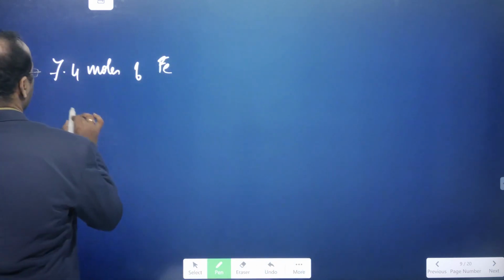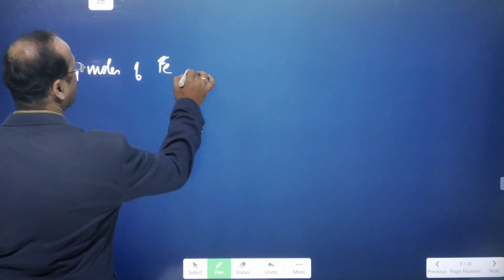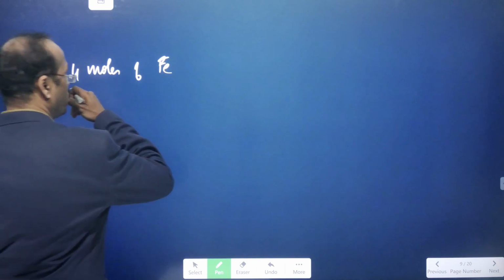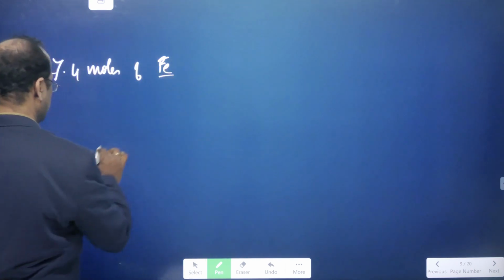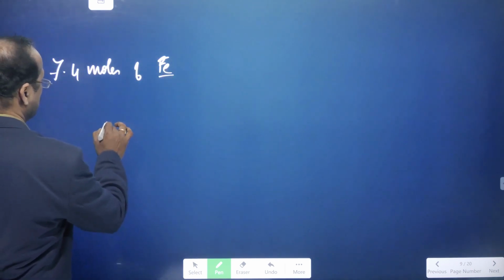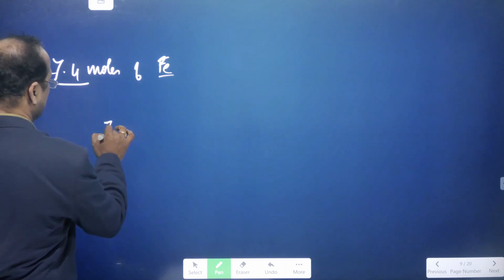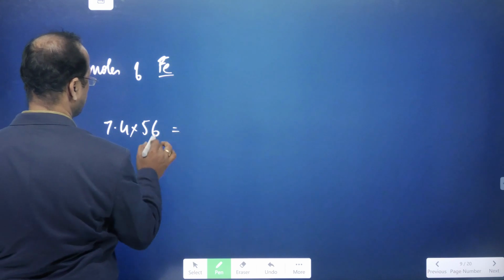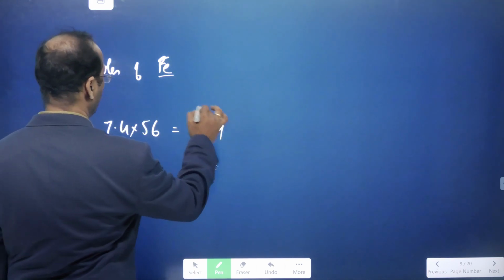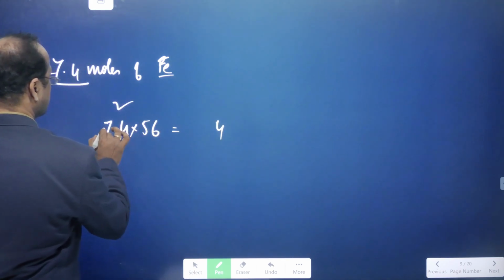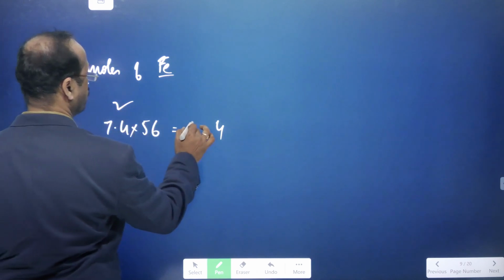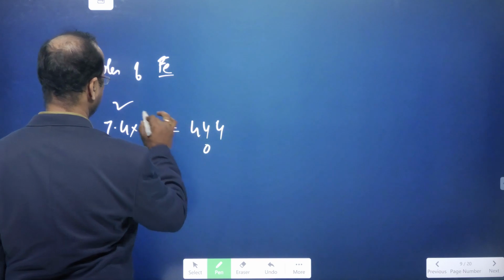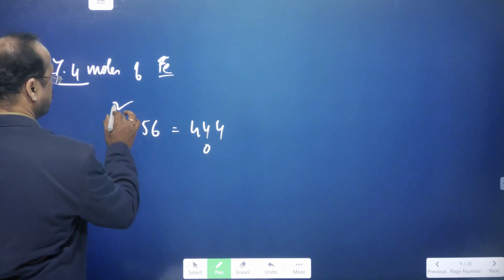So just multiply with the 7.4. Iron atomic mass, maybe 54, 55, 56, something around 56, we will take. So here 7.4 into 56. You multiply and you get some answer. 6 4s are 24, 2, 6 7s are 42 to 44. Again 5 4s are 20, 2, 5 7s are 35 to 37.